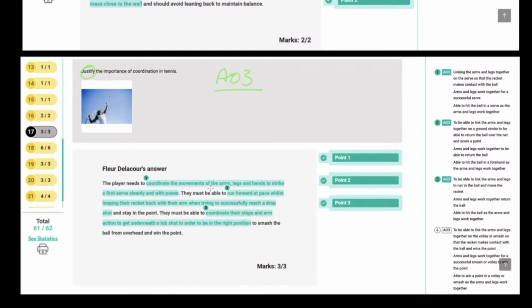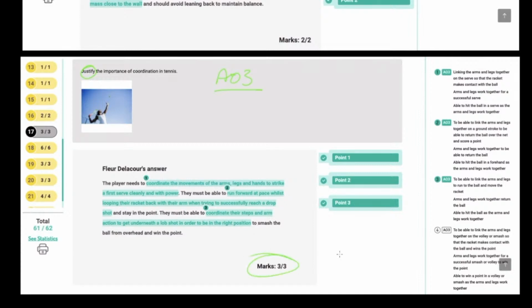The player needs to coordinate the movement of the arms, legs, and hands to strike a first serve cleanly with power. Notice here, combining body parts. I know my definition. They must be able to run forward at pace while looping their racket back with their arm when trying to successfully reach a drop shot. So they're not just running forward, they're combining that with racket head preparation. And they must be able to coordinate their steps and arm action to get underneath a lob shot in order to be in the right position to smash. So notice here the combination of different body parts in 3 different examples. And I had to do that 3 times to get 3 marks.